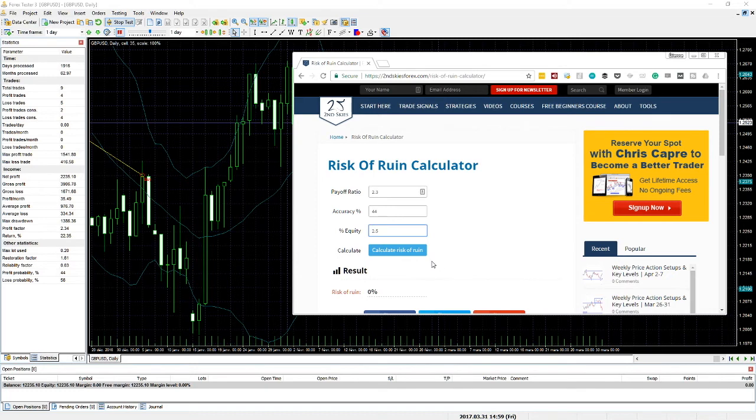If I risk 2.5% per trade, I'm almost sure, 100% sure, that my account's not gonna blow up because I have all these stats in place. If this changes, well, it's gonna vary. It's not gonna be the same thing. If this changes, it's gonna change again. But you want to make sure that you revalue this based on your stats here, or at least 30 to 100 trades. Right, that's the goal here.